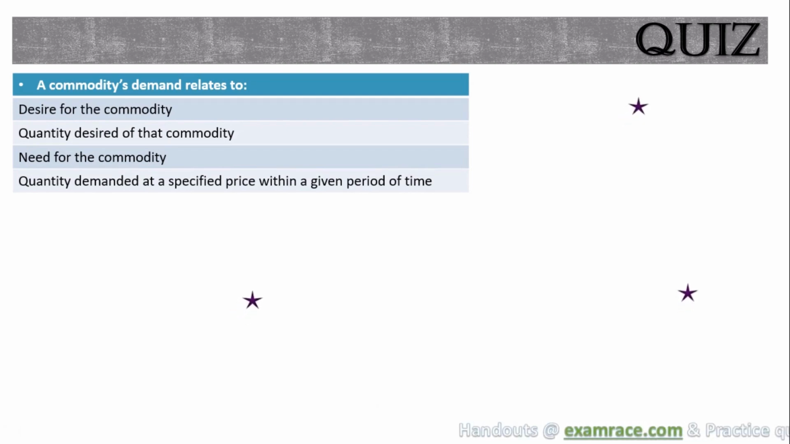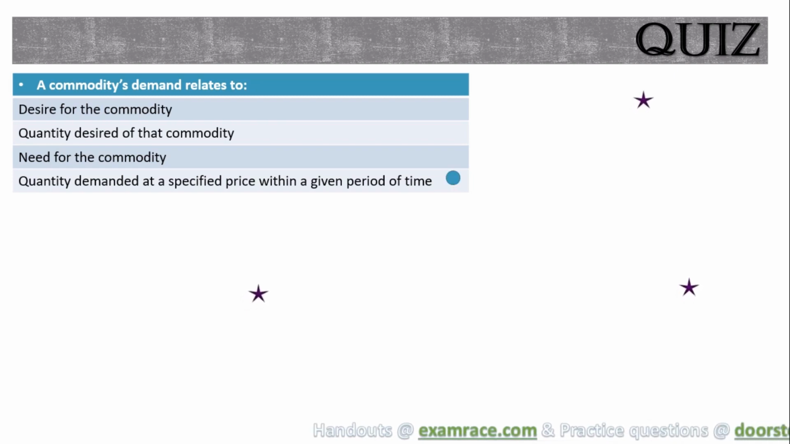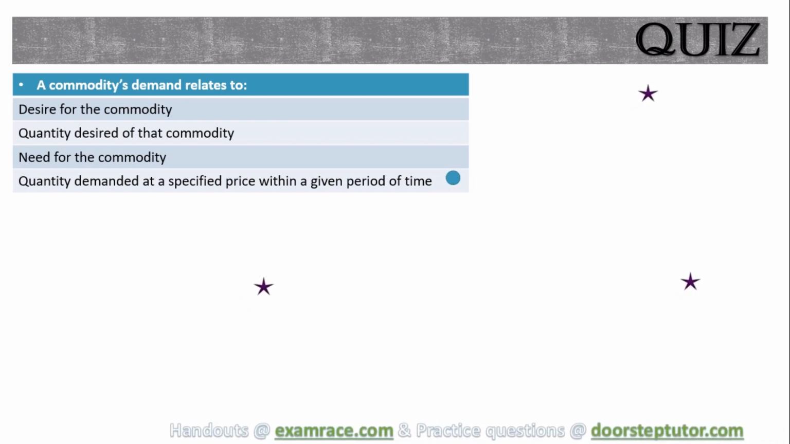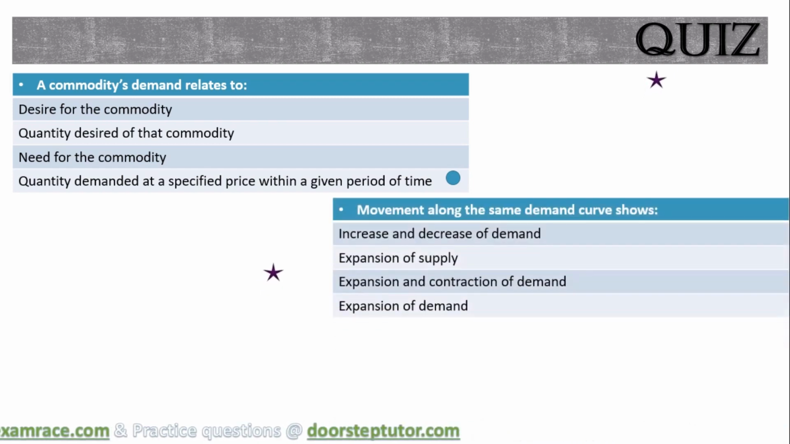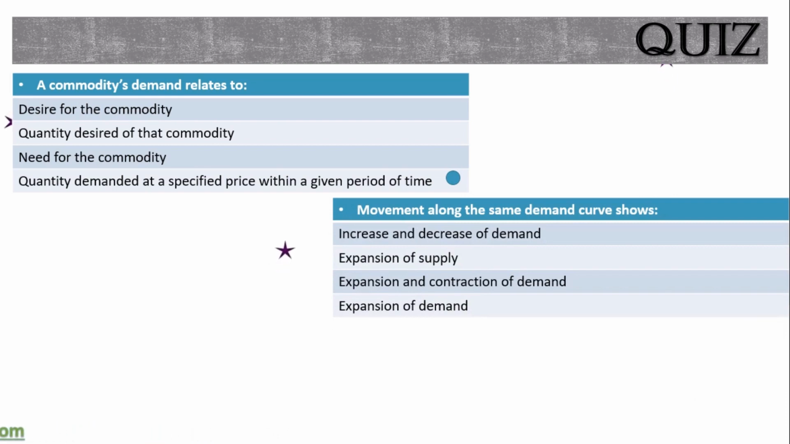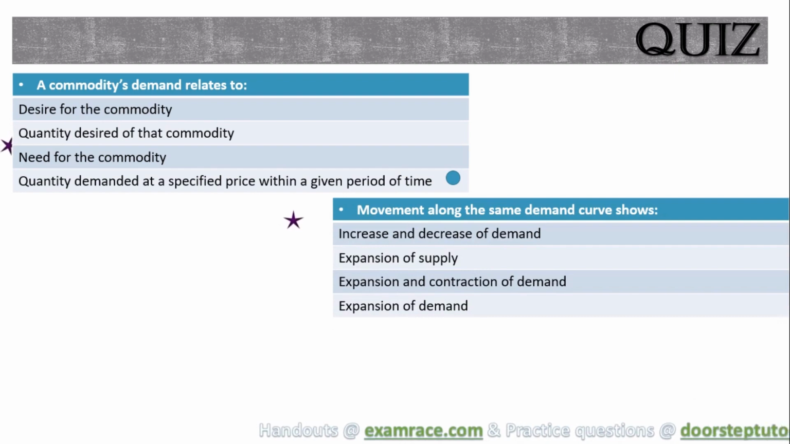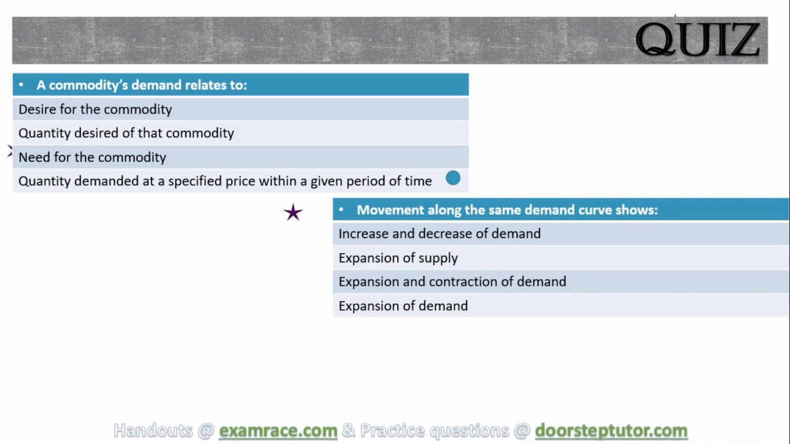Now, moving on to the next question, which is: movement along the same demand curve shows option 1, increase and decrease of demand, option 2, expansion of supply, option 3, expansion and contraction of demand, option 4, expansion of demand. And the answer to this question is expansion and contraction of demand.